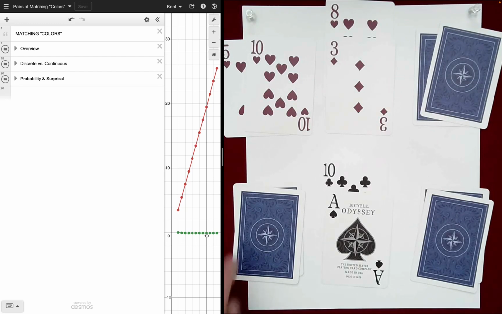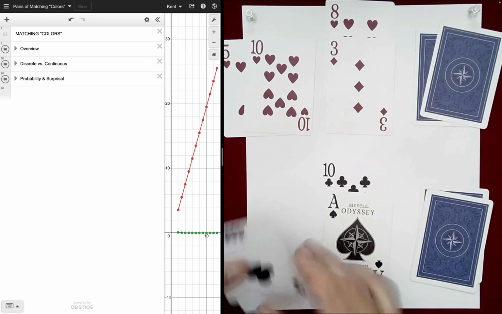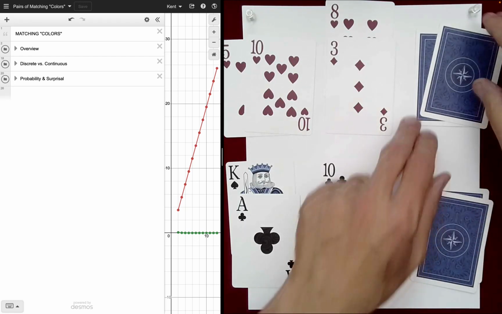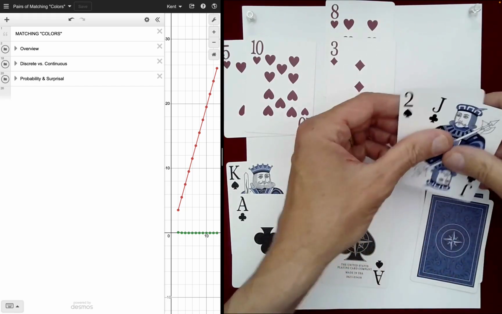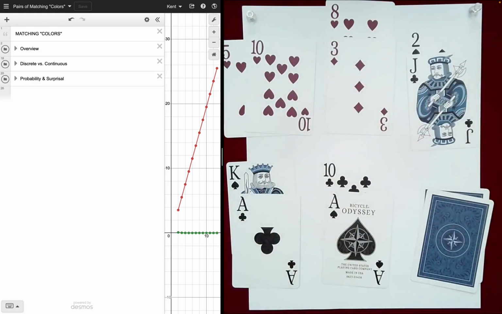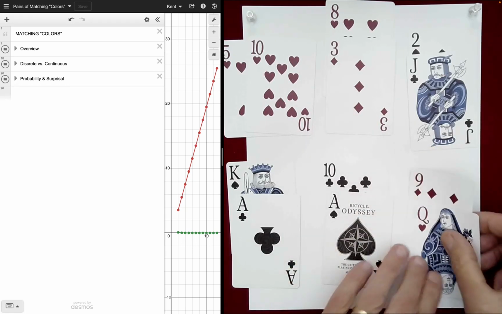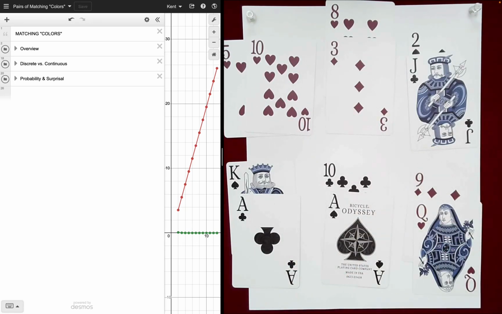Whew, you are nailing it. What about over here? Oh, another pair of black cards. How are you doing this? Top one? Okay. I can't believe it. You are not going to miss any. You nailed every one of these.